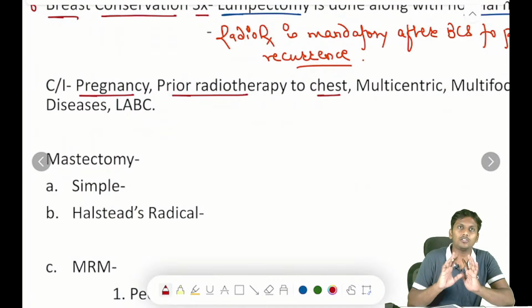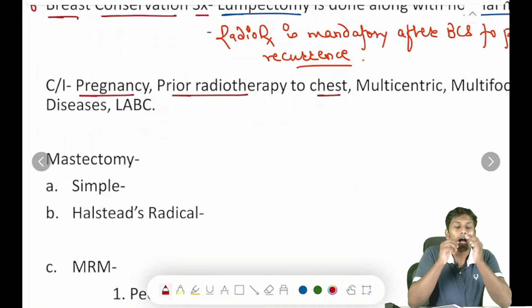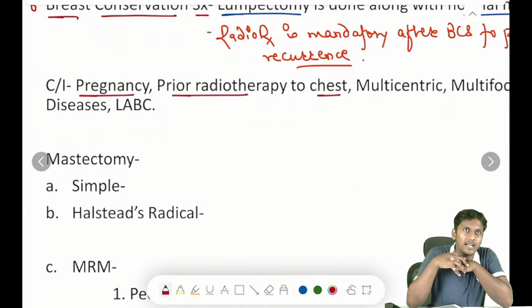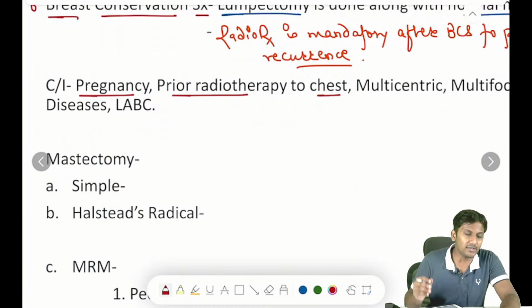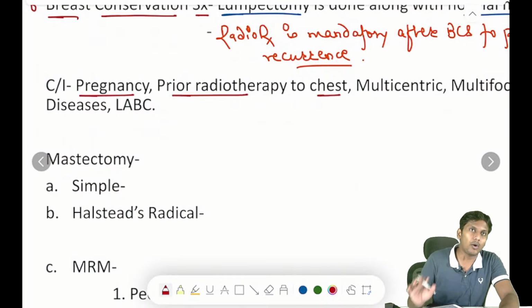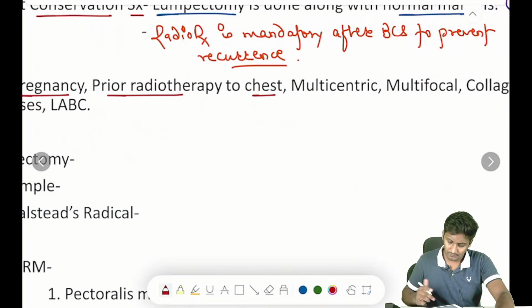Okay? So radiation is also not very harmless. Okay, it is also a harmful procedure that we do, radiotherapy. So you have to remember, bachcho, prior radiotherapy to the chest, if it is given, okay, we try to avoid the second radiation exposure. Okay?